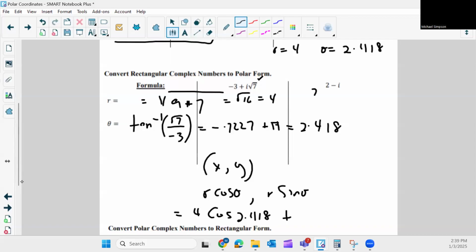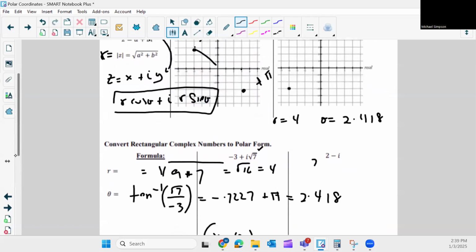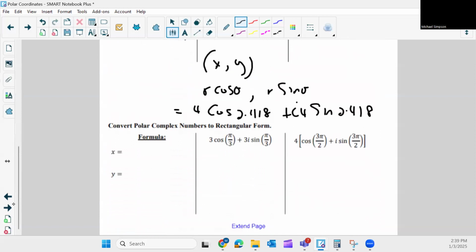Plus, again, we'll put a plus because that's how polar form is written, right? Plus bi, plus 4 times sine of the angle, and the angle is 2.418. Remember, there's an i right here. Don't forget i. Okay, and this is a long one, huh?